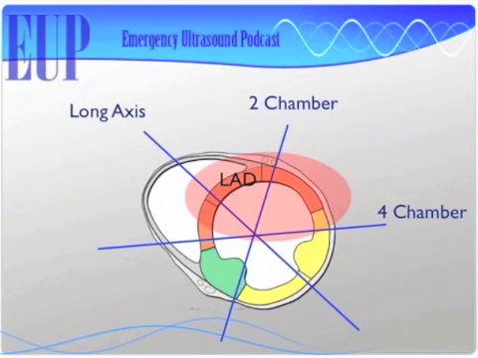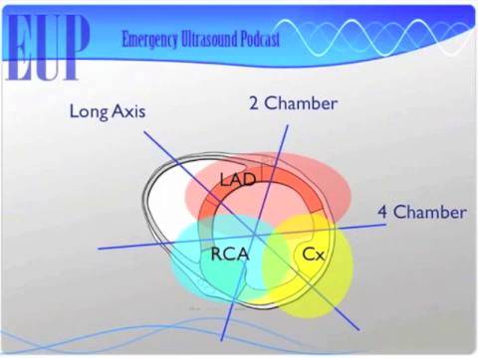Okay, and then the circumflex supplies the lateral wall, so definitely the anterior lateral wall and the majority of the inferior lateral wall, and then the RCA pretty much supplies a little bit of the inferior septum, the inferior wall, and a little bit of the inferior lateral wall. There's always some overlap when it comes to this stuff, but it's nice to know the generalizations. The generalizations are the LAD is anterior, the circumflex is lateral, and the RCA is inferior.